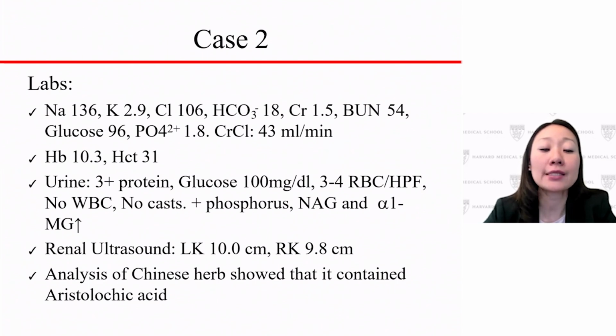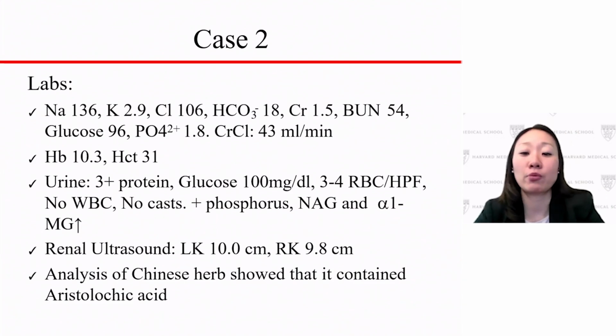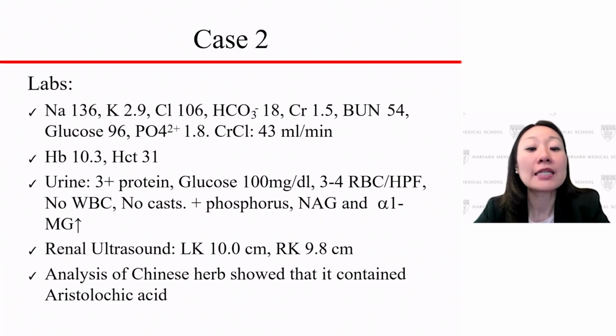The urinalysis revealed 3+ protein, glucose, as well as 3 to 4 red blood cells, no white blood cells, no casts. And the renal ultrasound revealed a left kidney at 10 centimeters and a right kidney that was 9.8 centimeters. An analysis of the Chinese herb that she had been taking showed that it contained aristolochic acid.